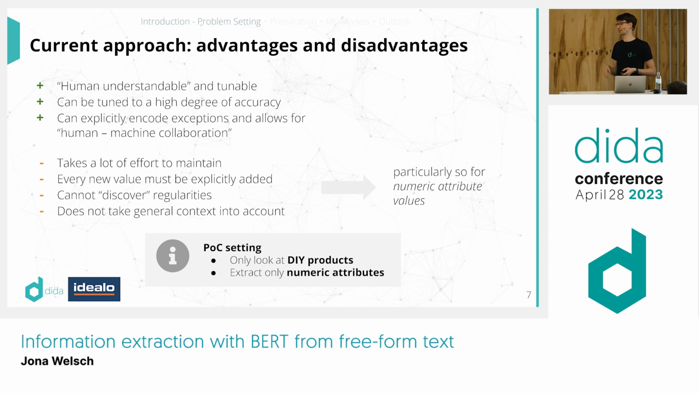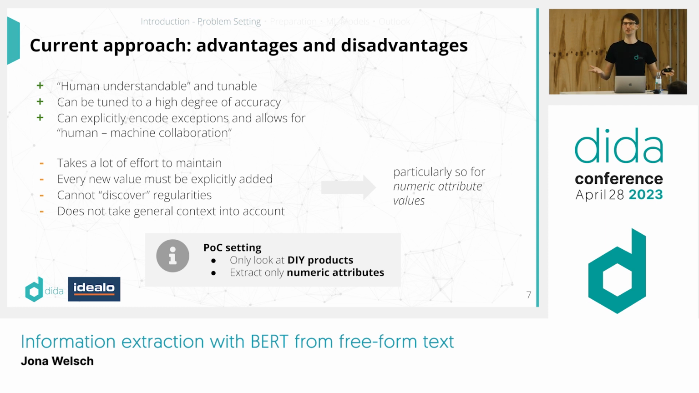These downsides are particularly severe for numeric values. You can imagine if I need to enter every numeric value, so for example, every weight a certain product can take on in order to find it, this is a lot more work than if I need to enter every color a certain product can have, because my search space there is somewhat more limited. So this is why, in this proof of concept, we focused on numeric values, because they are the most painful to maintain. And we also restricted all the products we're looking at to a certain overcategory called DIY products, just to make this tractable within a reasonable amount of time.